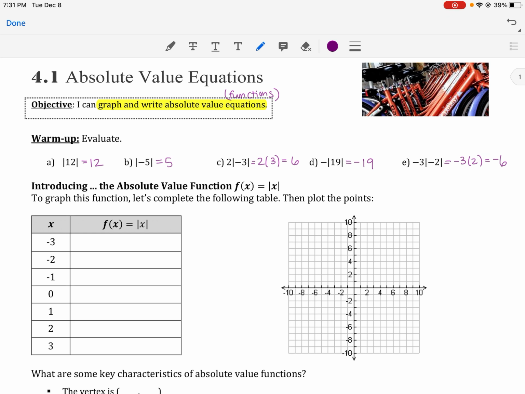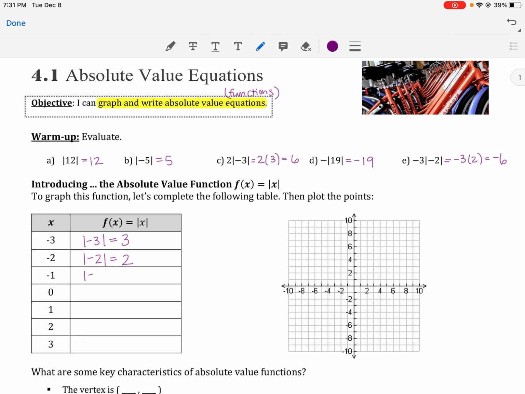Okay, so introducing the absolute value function. So f of x equals the absolute value of x. To graph this function, let's complete the following table, and then we're going to plot some points. So if I ask you what is the absolute value of negative 3, we kind of just went over this, we get a positive 3. The absolute value of negative 2, we get positive 2. Absolute value of negative 1, we get 1. Absolute value of 0, we get 0. Absolute value of 1, we get 1 again. Absolute value of 2, we get positive 2. Absolute value of 3, we get positive 3.